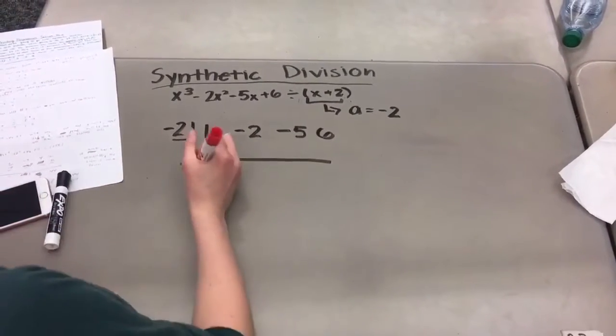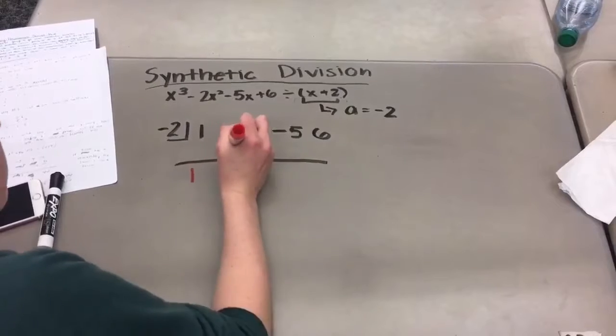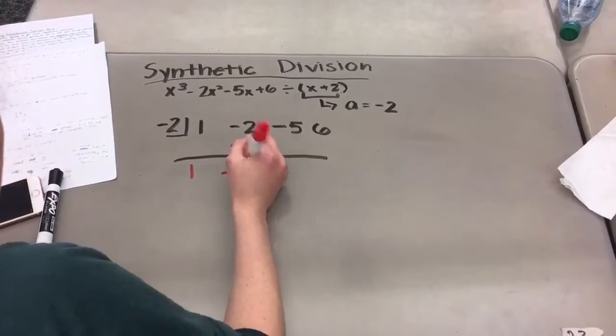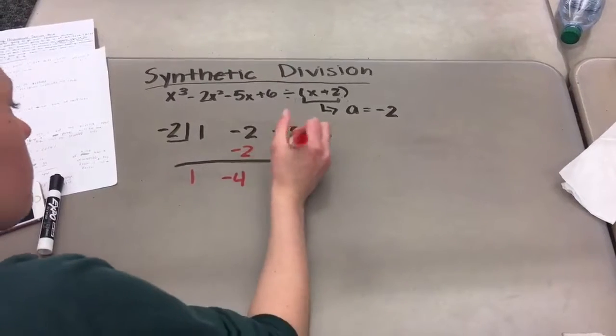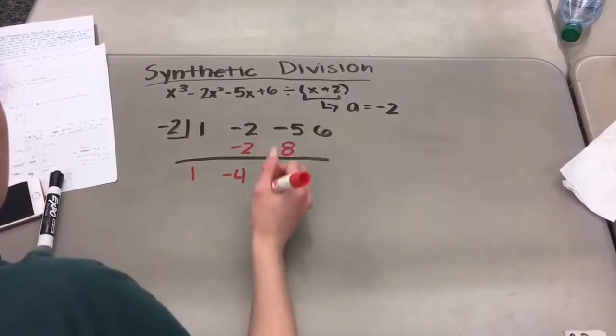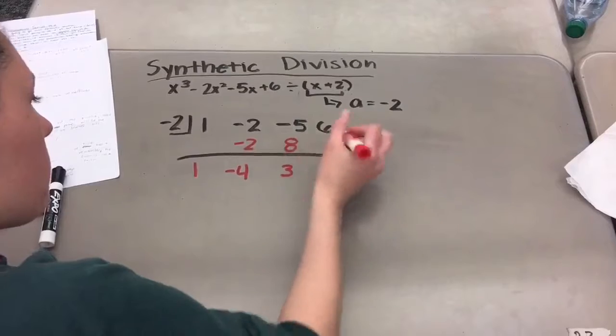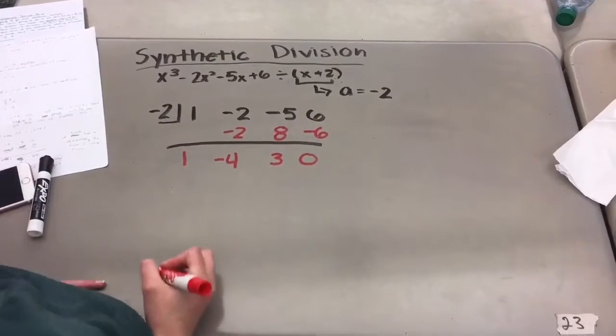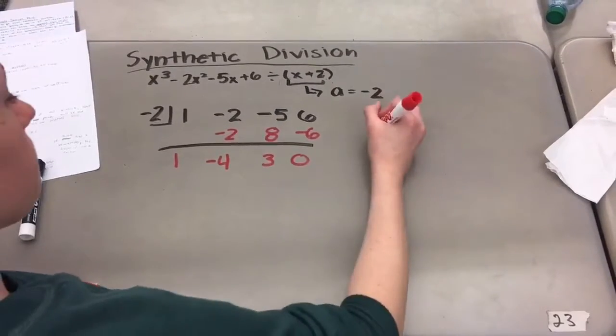The first step is to drop down the first coefficient. You multiply that coefficient by the a value, which is negative 2. You add negative 2 and negative 2 together, which is negative 4. You multiply negative 4 and negative 2, which equals 8. You add 8 to negative 5, which is 3. And you multiply 3 and negative 2, which is negative 6. Add negative 6 to 6, which is 0.